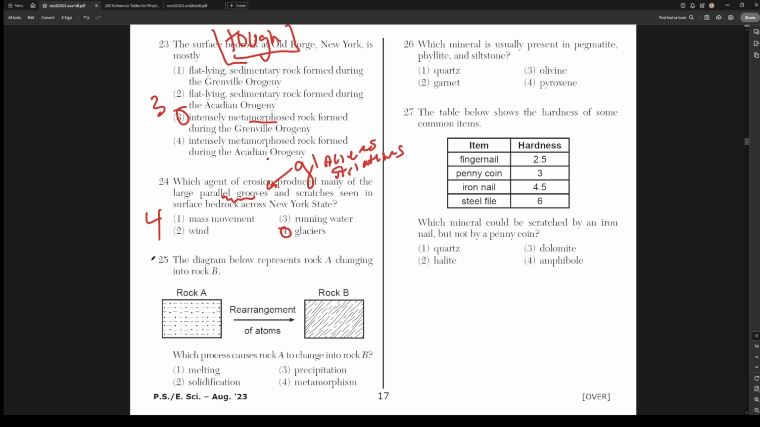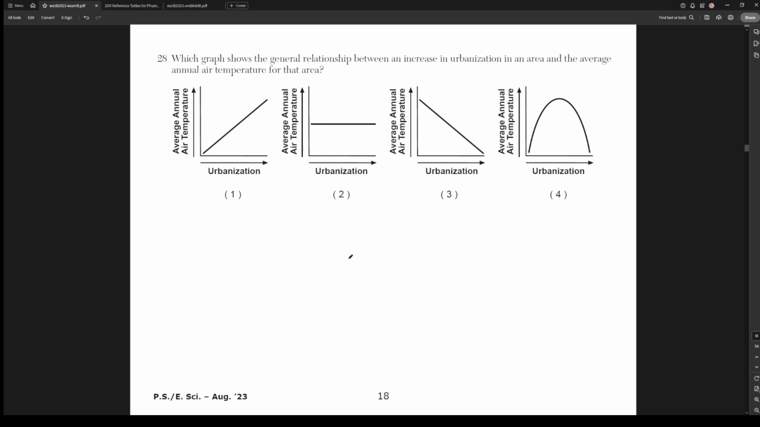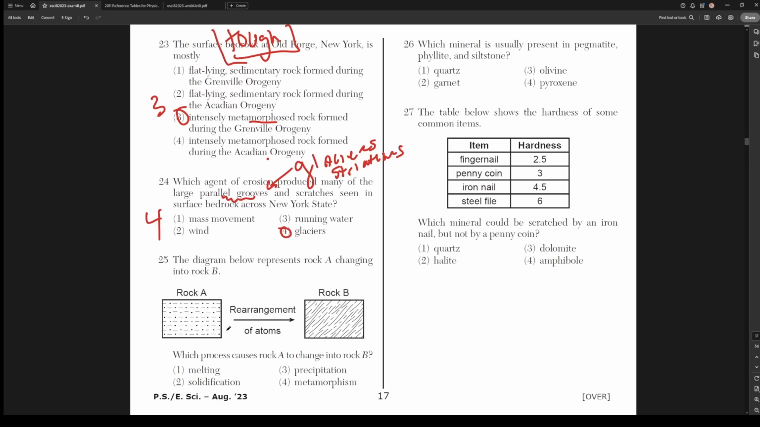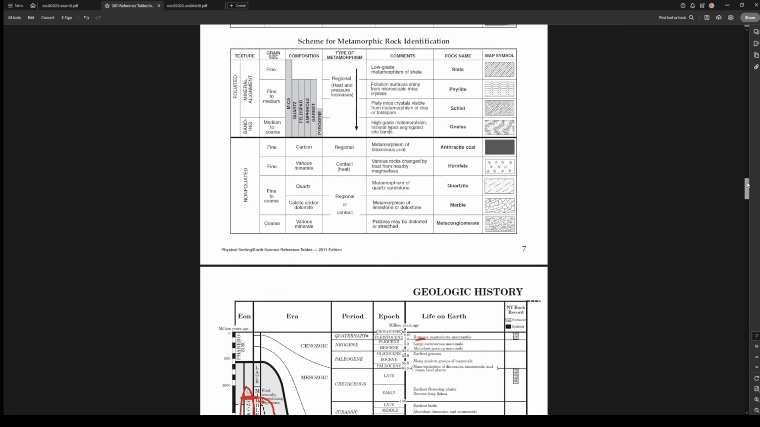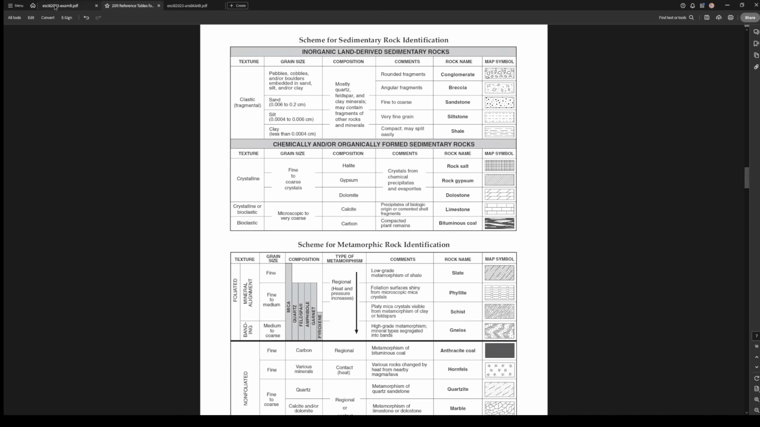Boom. Easy. Number 25. The diagram below represents rock A changing into rock B. Rearrangement of atoms. Right when I see rearrangement of atoms, I automatically think metamorphism, because that's like rearranging in banding or foliation. So which process? What we could do is find these rock symbols on our chart and probably get the answer, even though we probably already know what it is.